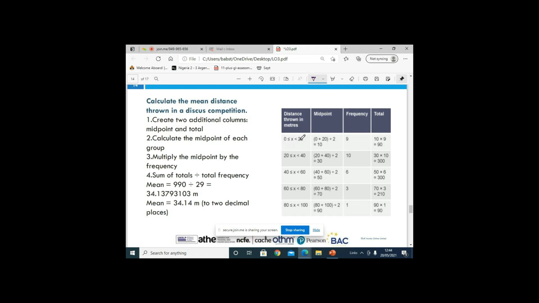So 0 plus 20 is 20, divided by 2 is 10. 20 plus 40 is 60, divided by 2 is 30. 40 plus 60 is 100, divided by 2 is 50. 60 plus 80 is 140, divided by 2 is 70. 80 plus 100 is 180, divided by 2 is 90.